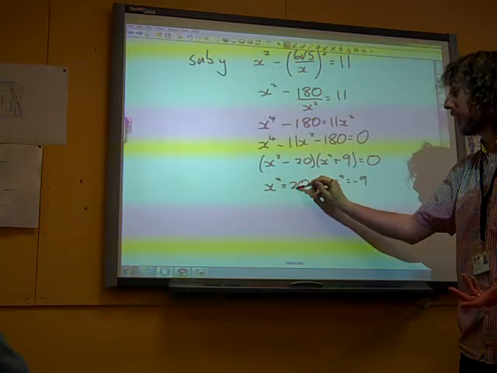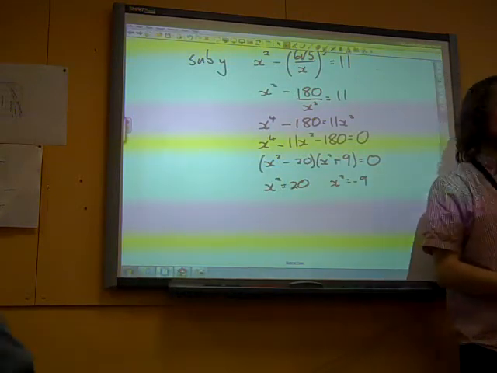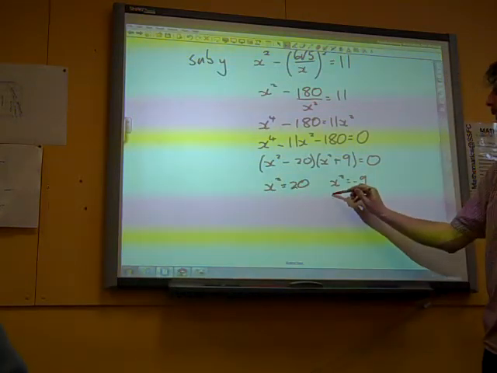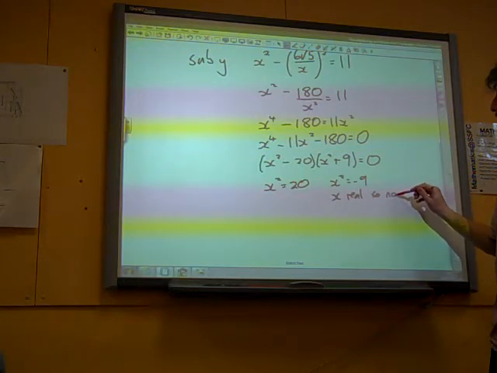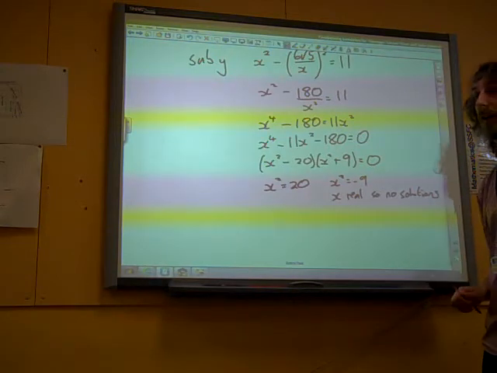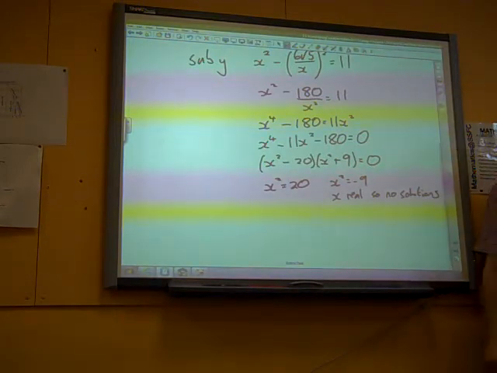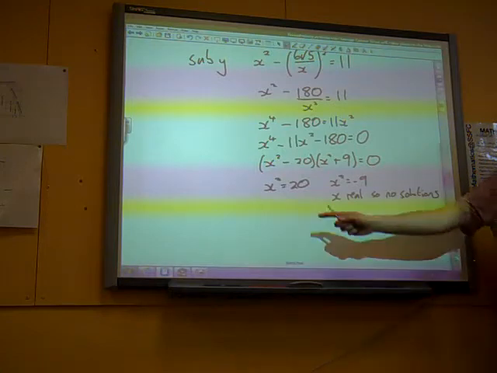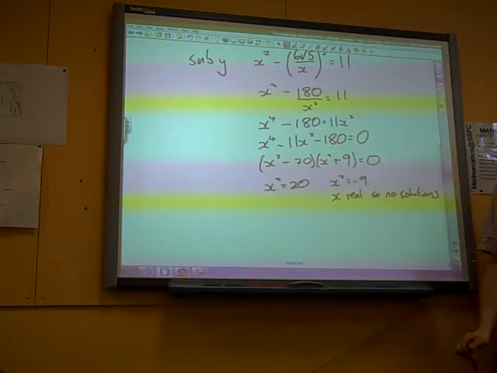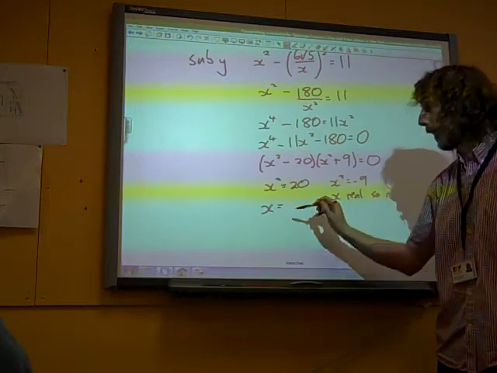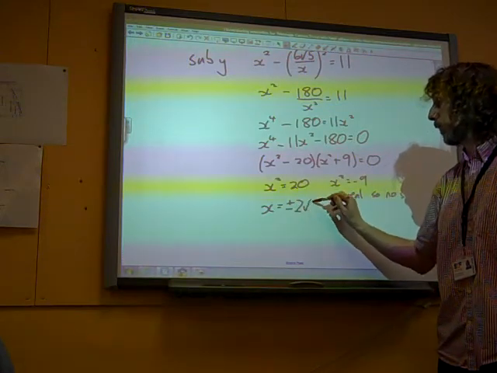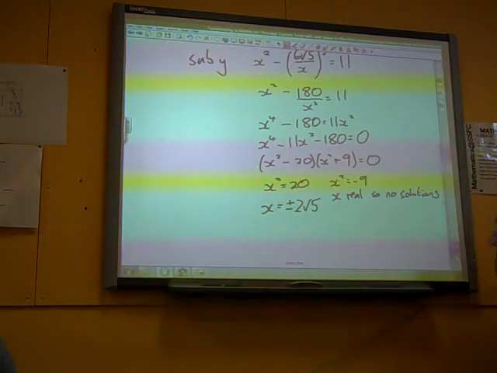But the whole point of this is that x and y are real. So x squared equals minus 9, because x is real, has no solutions. So we're left with x squared being 20, giving us x is plus or minus the square root of 20. So plus or minus 2 root 5, and we're left with finding y.